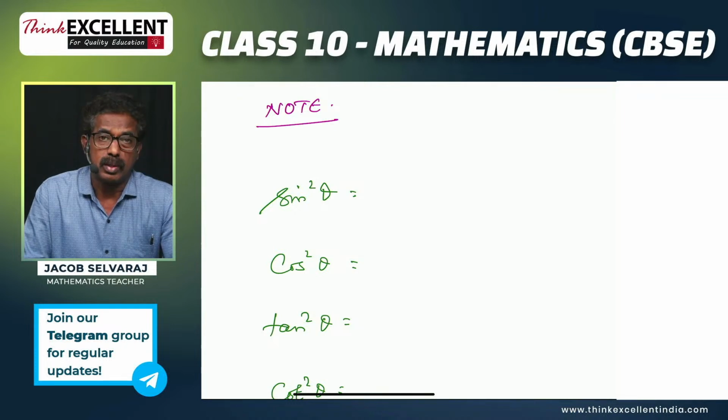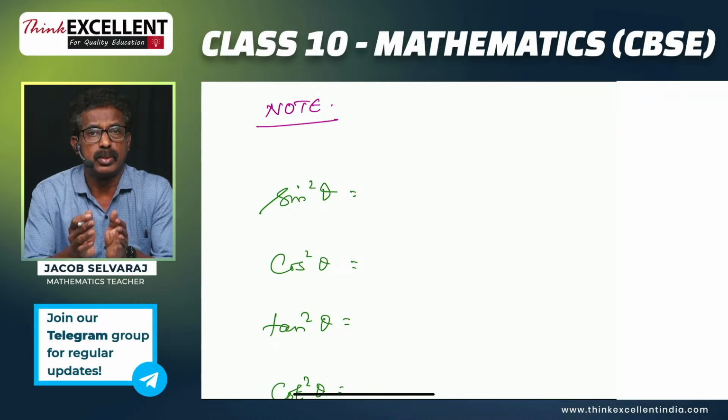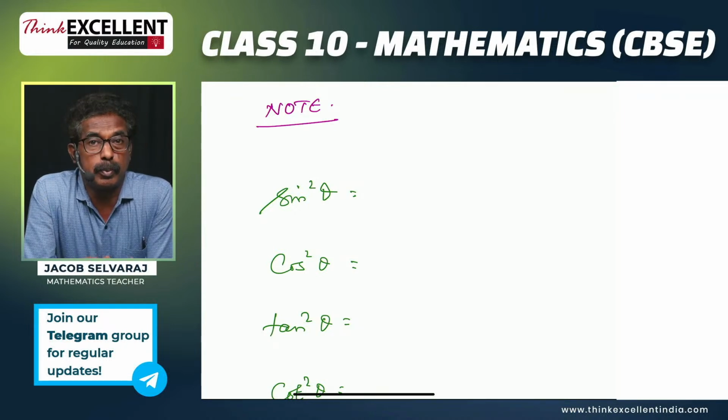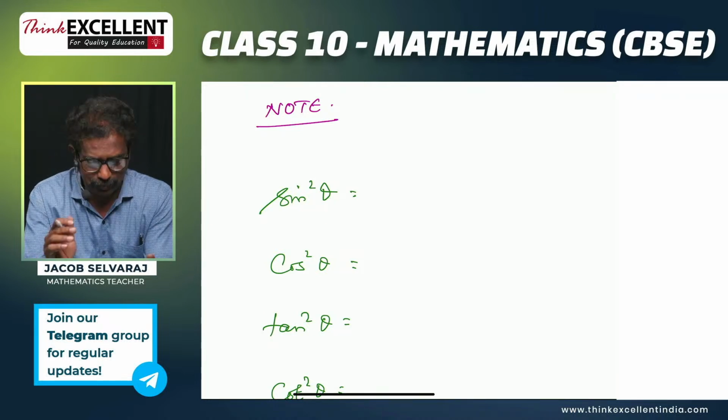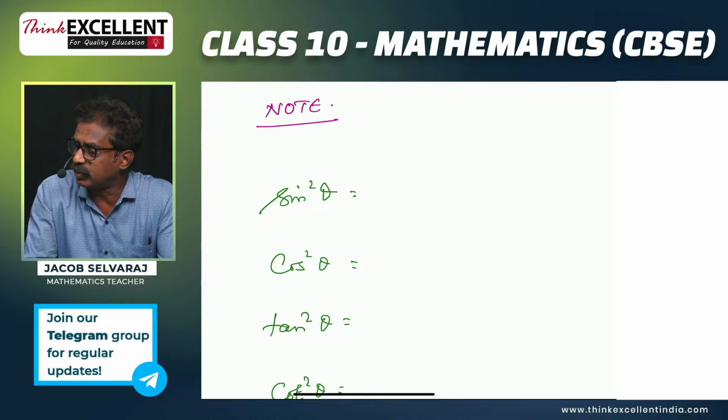Look at this one. This will be helpful to you, because in trigonometry most of the questions will be prove-that questions, right? So if you know all these basic things, definitely you can score full marks. Sin square theta is 1 minus cos square theta.